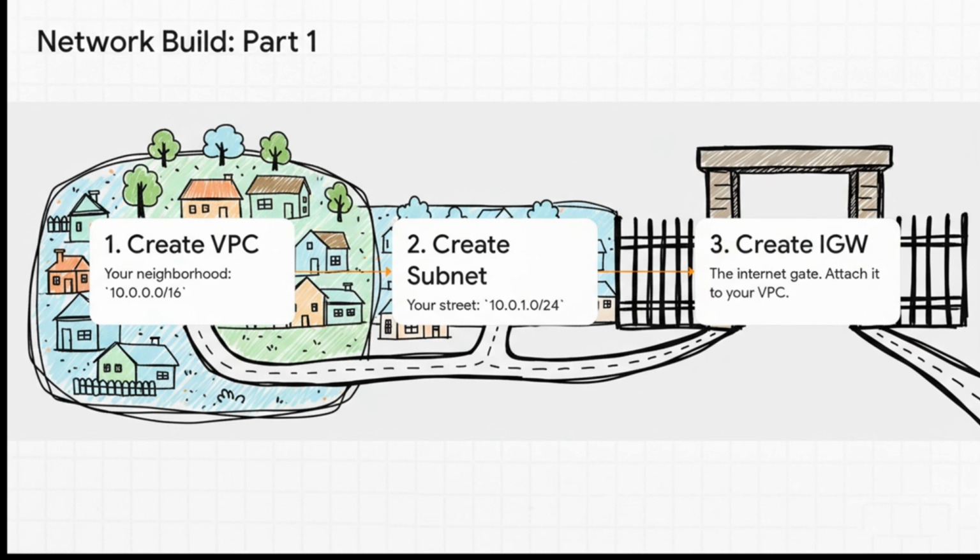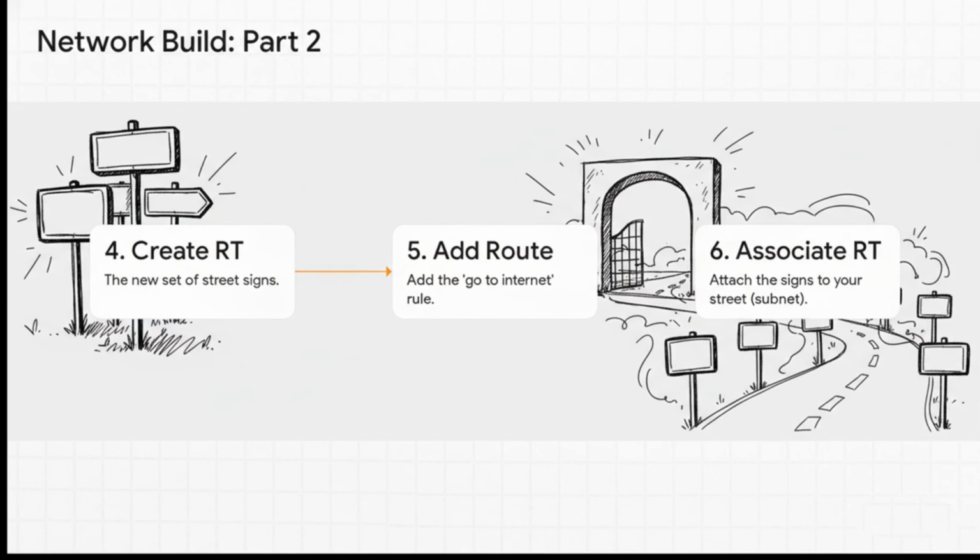Now the key here is that last little step. You have to attach that gate to your VPC. I mean, a gate sitting in the middle of a field is pretty useless if it's not connected to the fence, right? Okay, next up, we've got to give people on our street directions on how to get out. So we create a new set of street signs. That's our route table. Then we add a very specific sign that basically says, if you're trying to go anywhere that's not in this neighborhood, you need to go to the main gate. And finally, we actually put those signs up on our street by connecting that route table to our subnet.